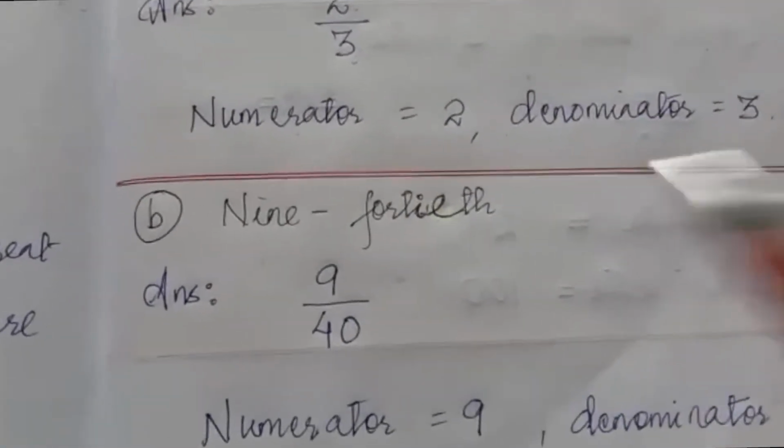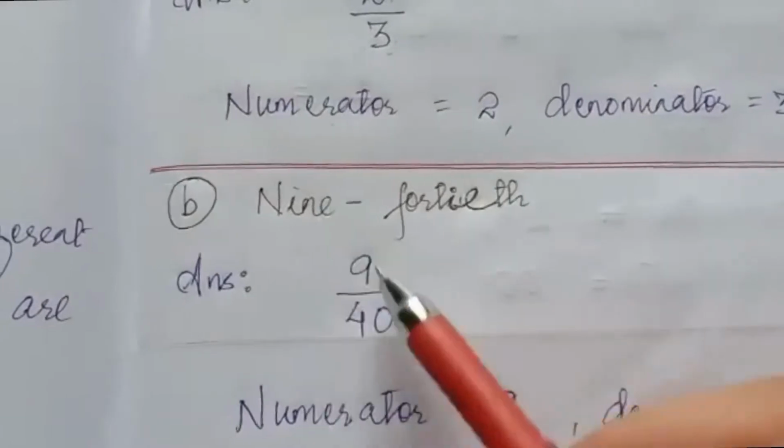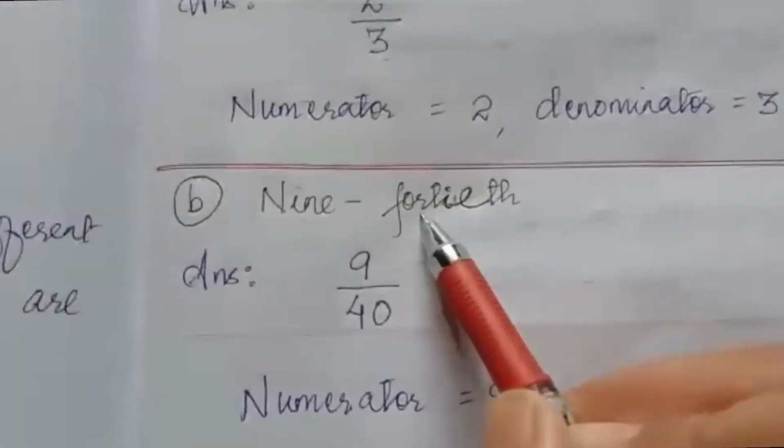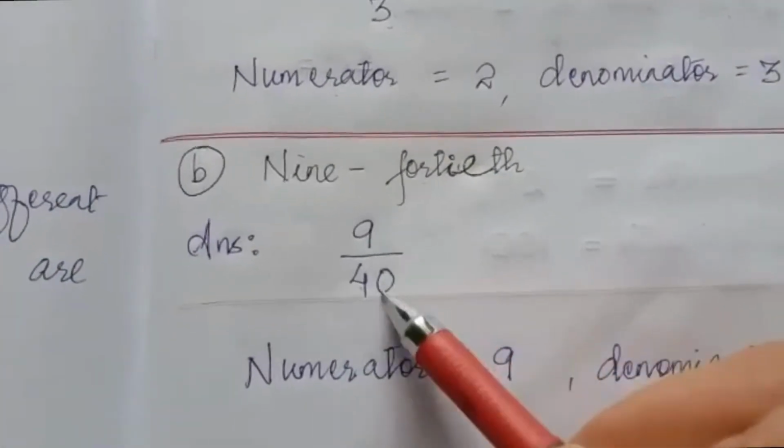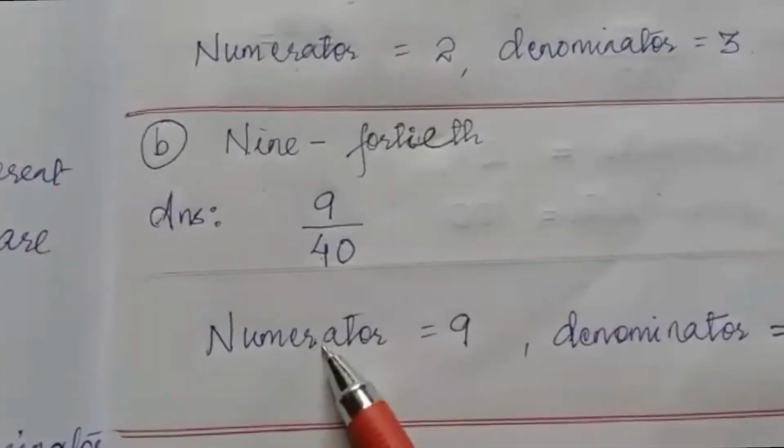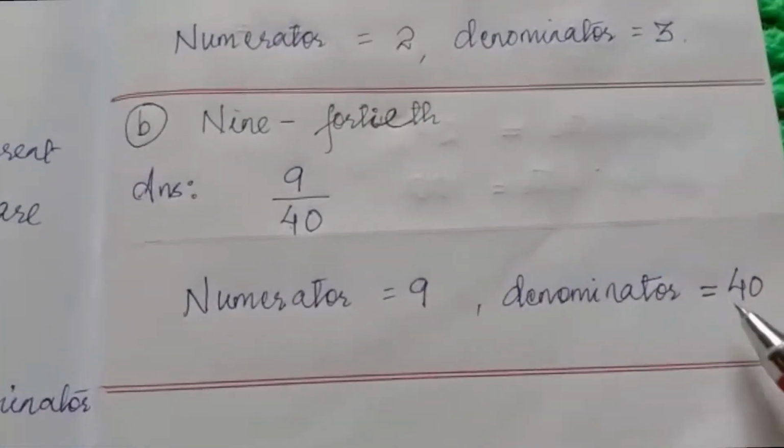Now number B. 9/40. 9 will be up, 40 down. So 9/40 is the fraction, numerator is 9, denominator is 40.